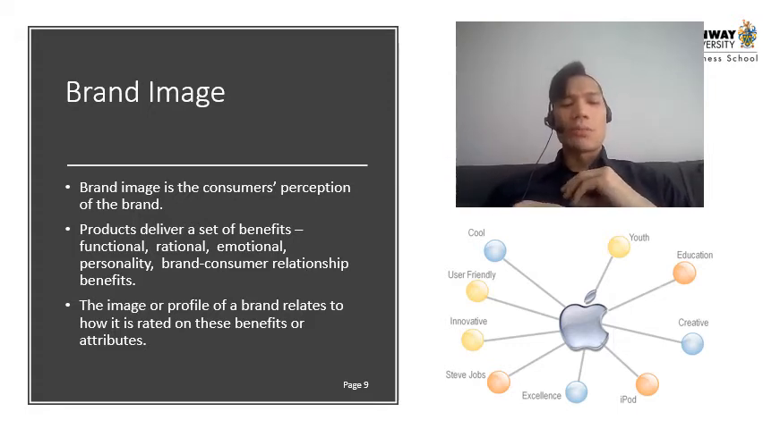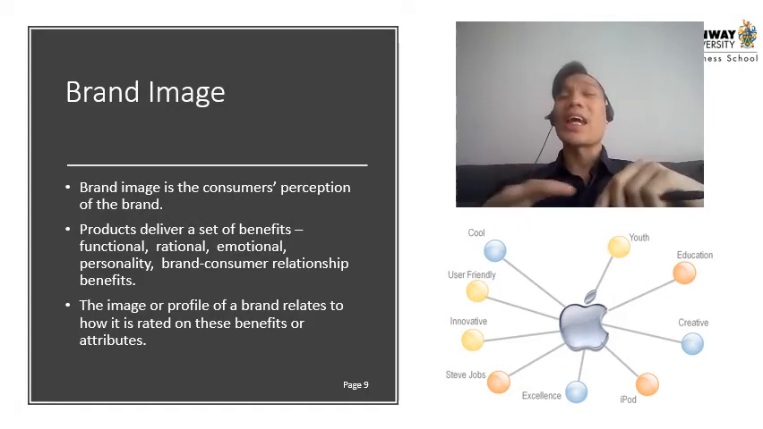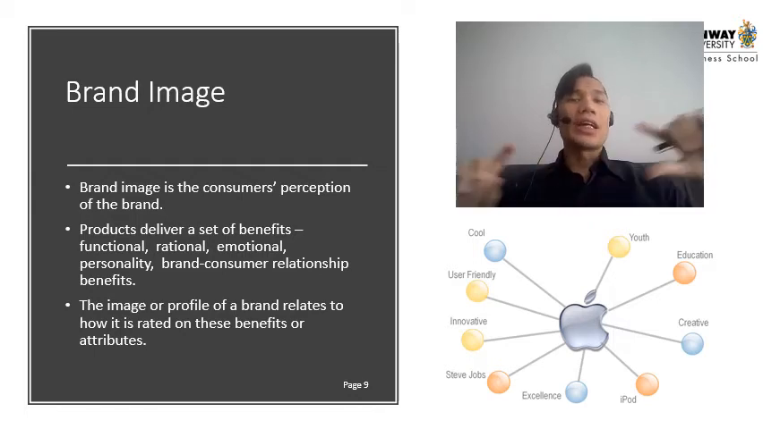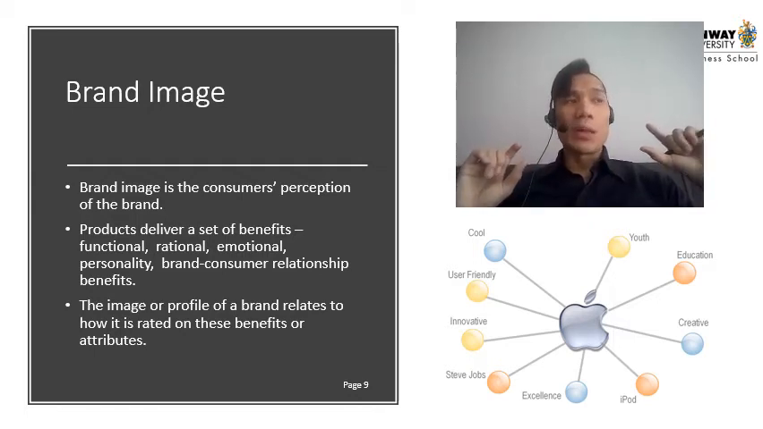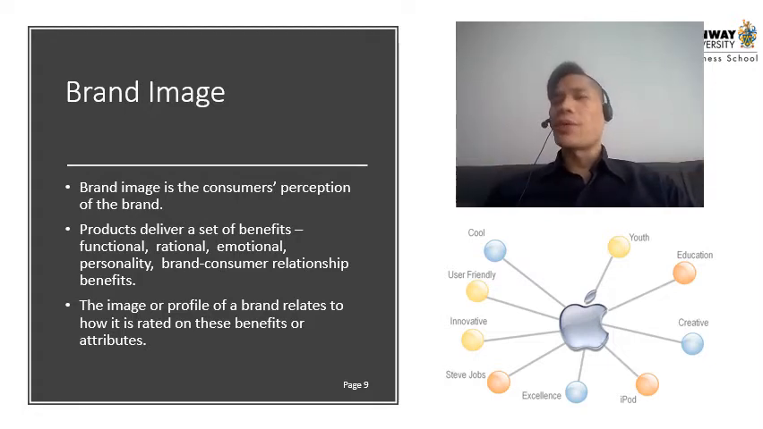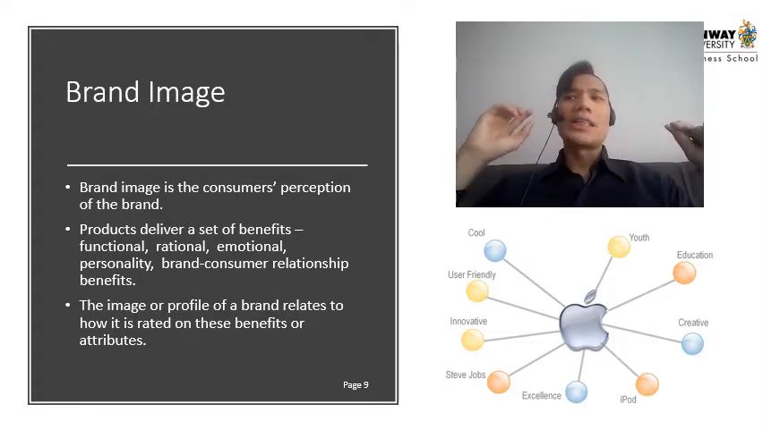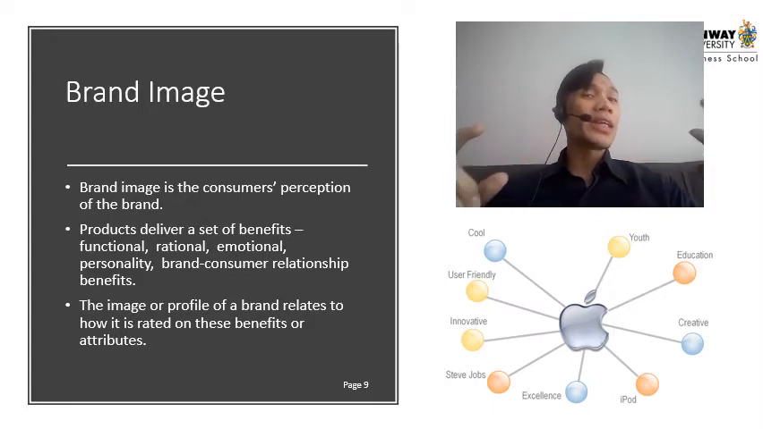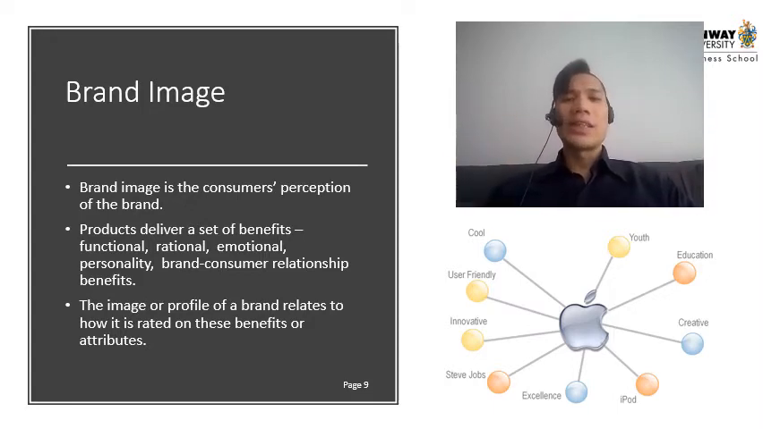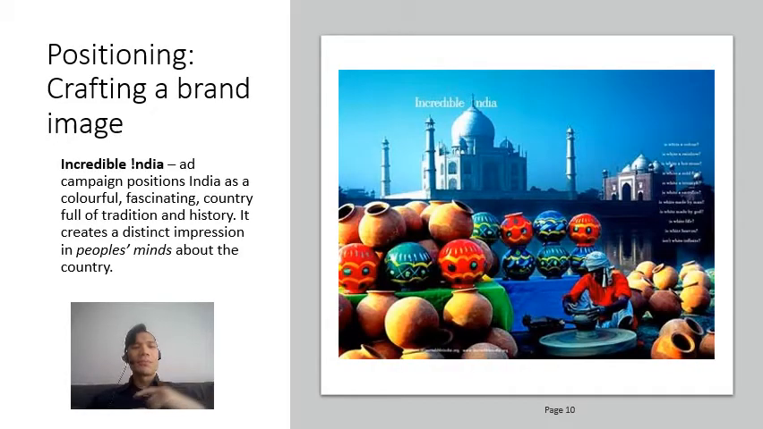And the image or the profile of the brand relates to how it is rated on these benefits and attributes. So it's kind of like I give you a brand, and then I give you the features of the brand, or I give you the understanding or the perception of what the brand stands for, and you as the consumer would rate it accordingly on a scale. So how do we then position a brand?